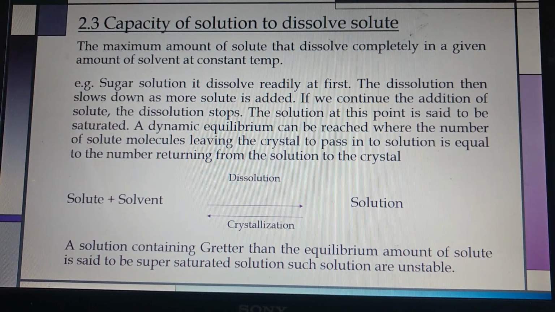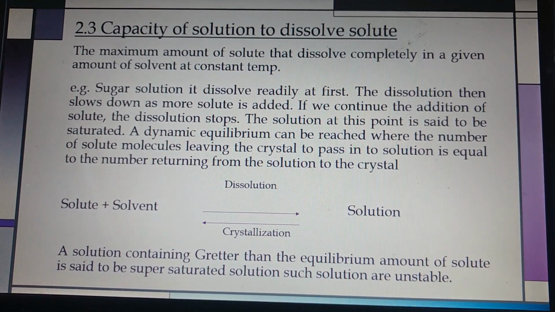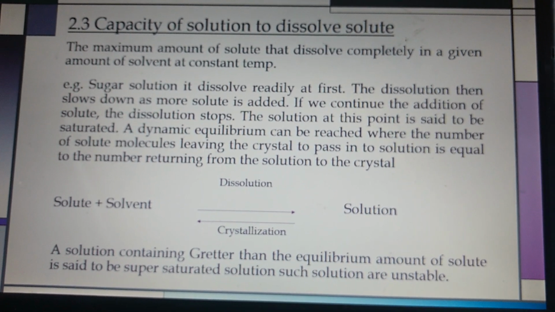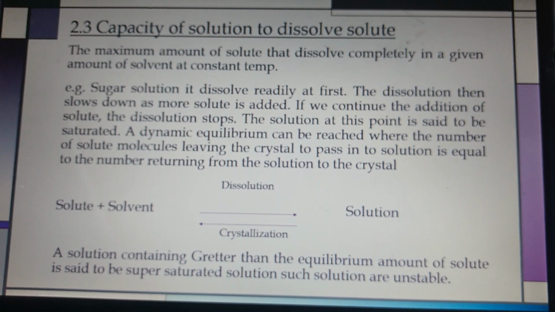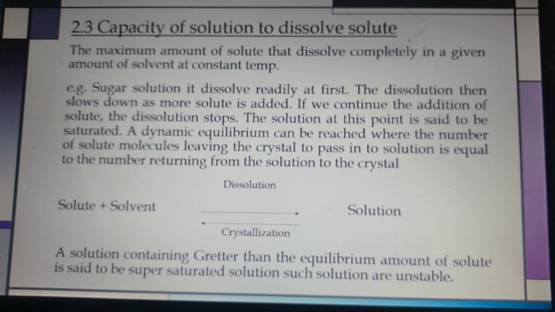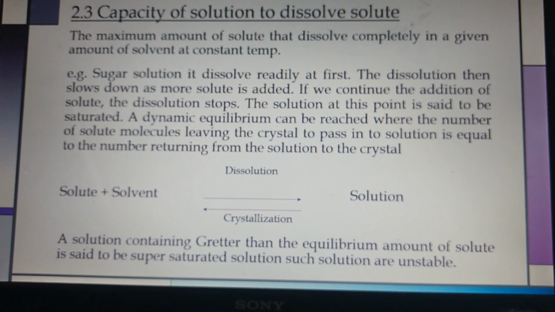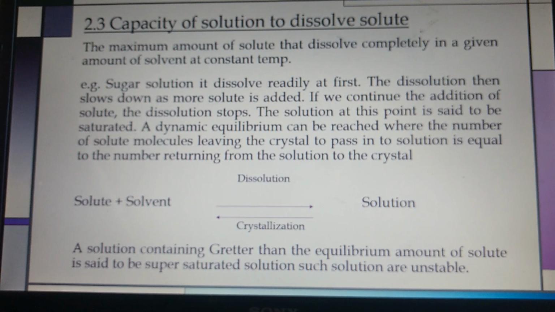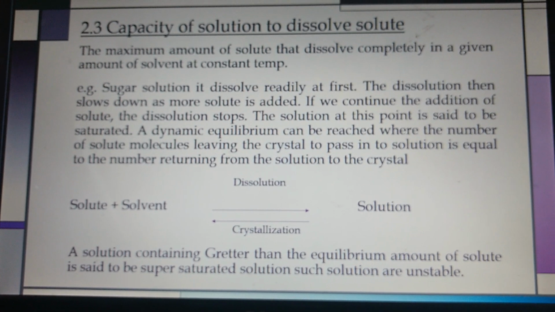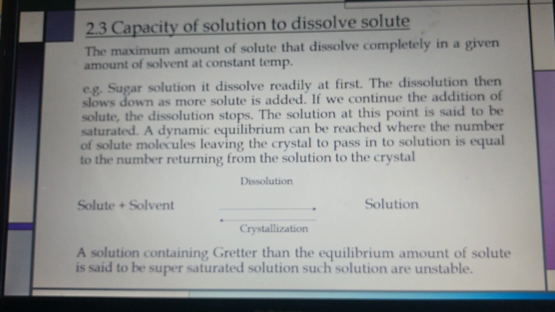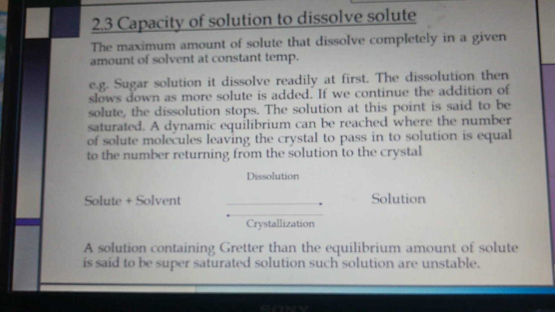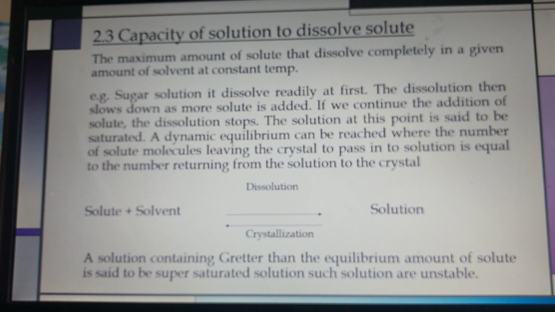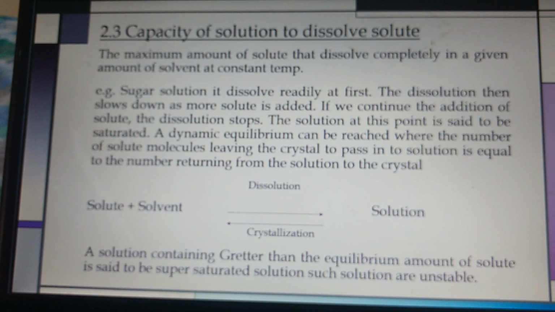And if the addition of sugar is continued, then a stage is reached when the added sugar no longer dissolves in the solution. Hence, crystallization also occurs at the same time. So the initial rate of dissolution is very high, while the rate of crystallization is very low. With increase in the concentration of sugar in the solution, the rate of dissolution decreases, but the rate of crystallization increases, and hence finally a stage is reached. At this stage, the dissolution is exactly equal to the crystallization, which is shown in the equilibrium form.